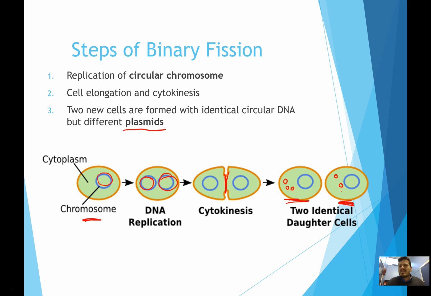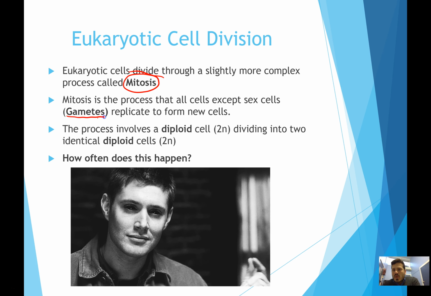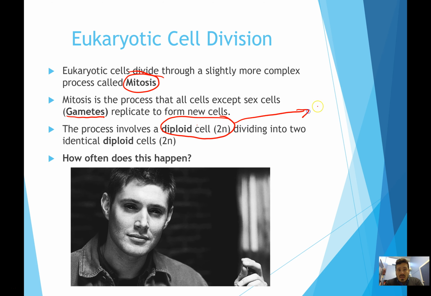That's binary fission. Next is eukaryotic cell division. Eukaryotic cells are more complex, so they have to use a more complex process, and we call this process mitosis. Mitosis is the process where all cells, except for sex cells, which we call gametes and which we're going to look at later, replicate to form new cells. It involves a diploid cell, which we call a 2N cell, and that's in humans. So humans have 2N cells dividing into 2 identical diploid cells.